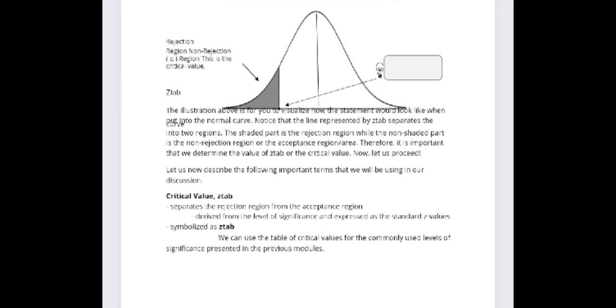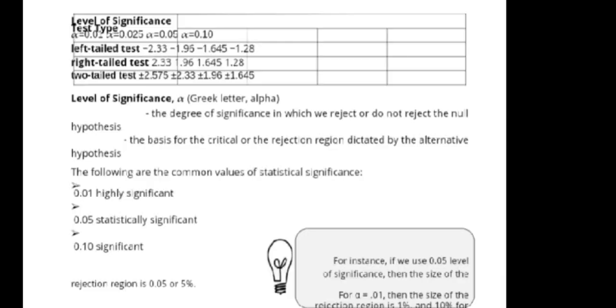It is derived from the level of significance and expressed as the standard z value symbolized as z tab or z tabular. We can use the table of critical values for the commonly used levels of significance presented in the previous slide. Here you can see the level of significance and the test type. In the left-tailed test, the value is less than or negative. In the right-tailed test, it is positive. In the two-tailed test, it is both positive and negative.